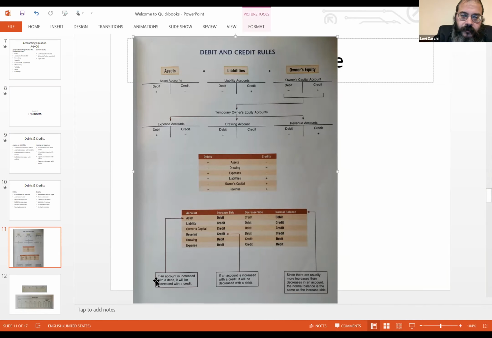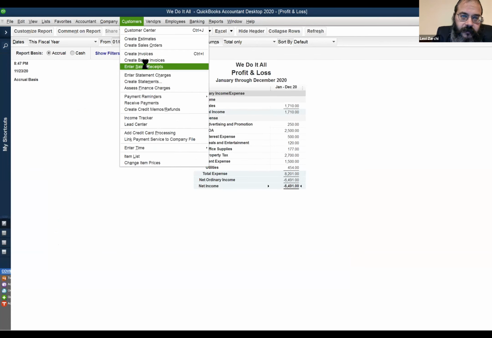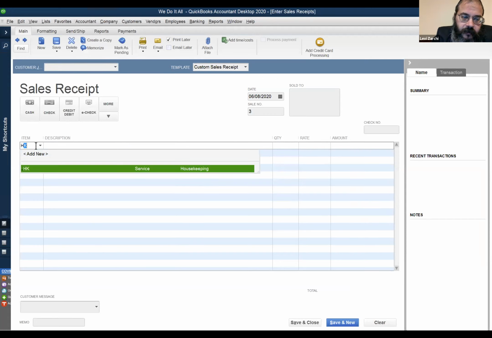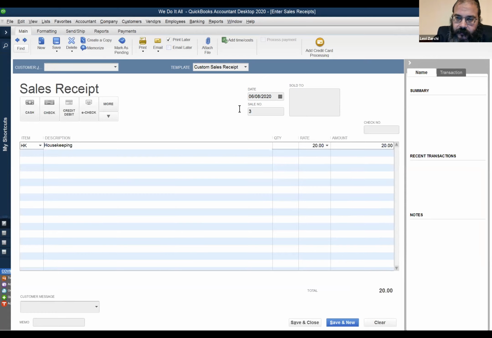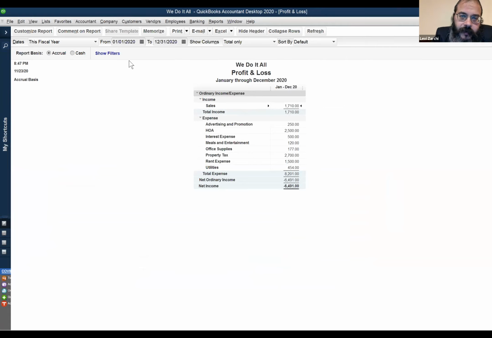What I explained before is that a lot of things QuickBooks does automatically. If I were in QuickBooks and made a cash sale, I wouldn't be doing journal entries. Let's go back here. You go to customers, enter sales receipt. When you enter a sales receipt, you put in what you sold. Did I sell housekeeping, quantity, for $20, whatever it is. That's how you enter a sale. You're not doing debits and credits. QuickBooks does that automatically. It knows how to do it.